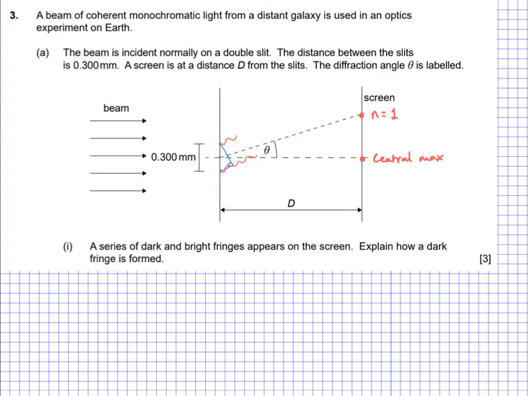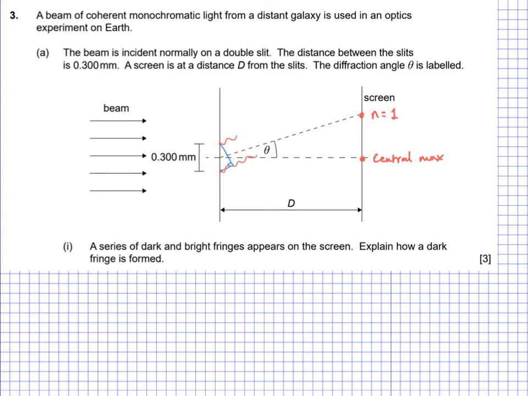And here we have a beam of coherent monochromatic light. It doesn't really matter where it's coming from, and it's being used with some optics experiments. So we've got this parallel beam being incident on a double slit, so that's just referring to these directions of rays. They're perpendicular to the double slit, and so they're coming in. The wavefront, if you like, is passing through the double slits, and we're getting this interference pattern.